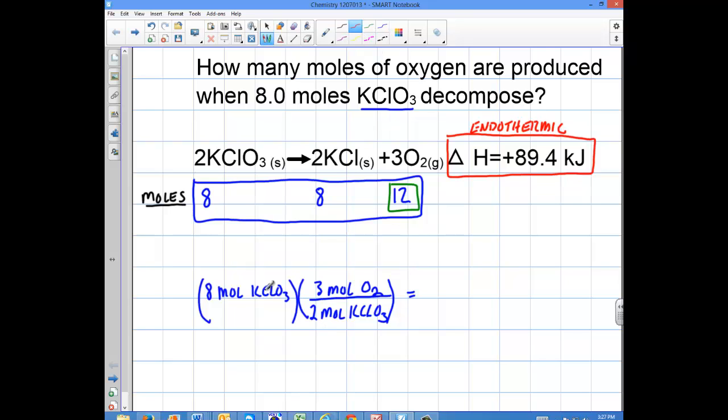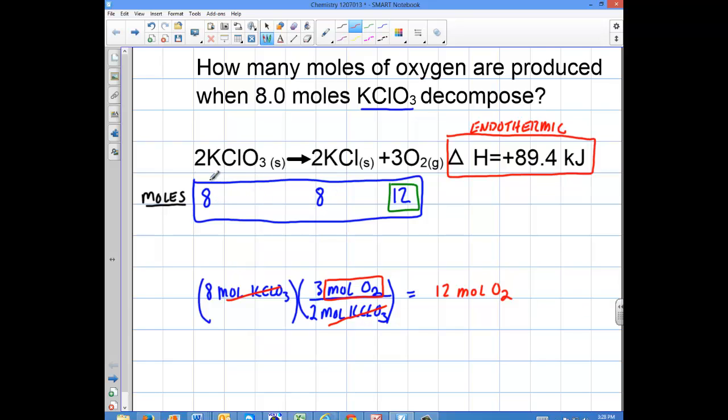When I multiply this out, the moles of potassium chlorate cancel, and I'm left with moles of oxygen right here. It comes out to be the same thing, 8 times 3 divided by 2, so I end up with 12 moles of oxygen. I get the same thing that I did here. The reason that doing a proportion works very quickly is that these are all direct variation. In other words, they're just proportions. They're linear equations that vary directly. They pass through the origin.